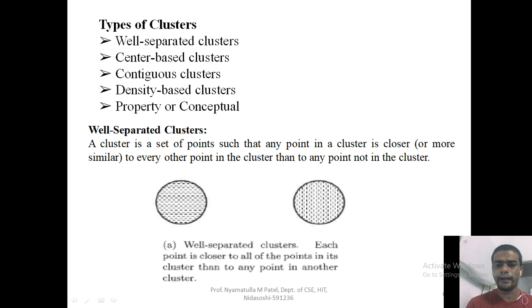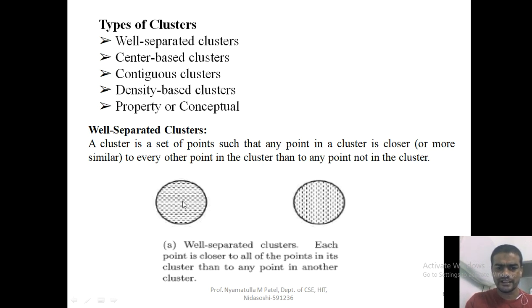A cluster is a set of points such that any point in the cluster is closer or more similar to every other point in the cluster than to any point not in the cluster. So, for example, if you take any point in this cluster, the objects or points in this cluster are very similar to this cluster only.